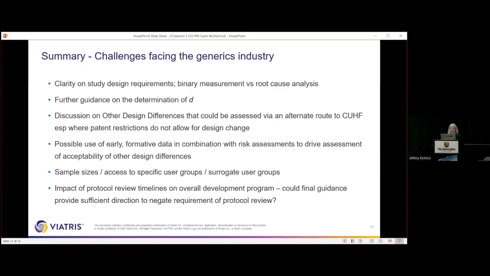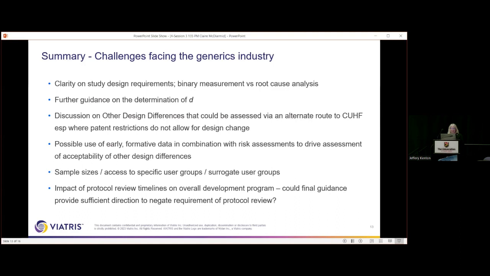We talked about the possible use of early formative data as potentially guiding some of those alternate discussions. I've spoken of sample sizes, or access to specific user groups, and potentially overcoming this through surrogate user groups.